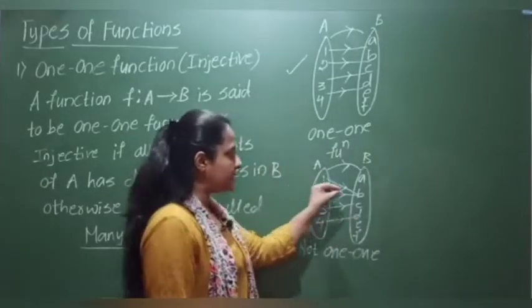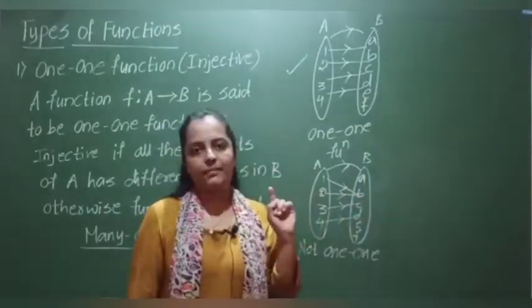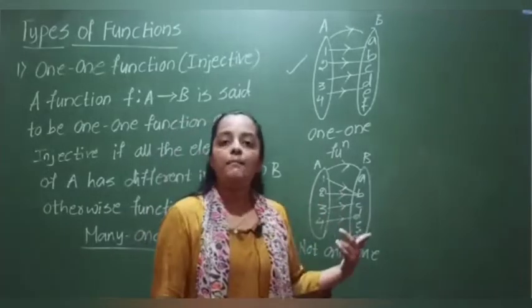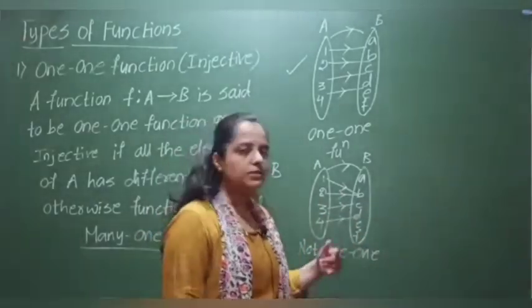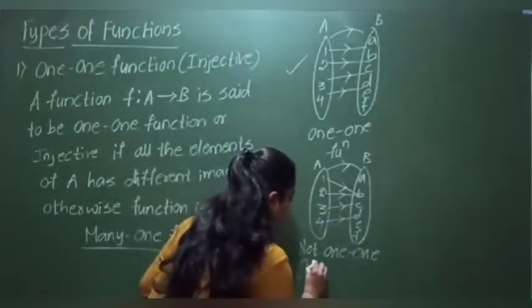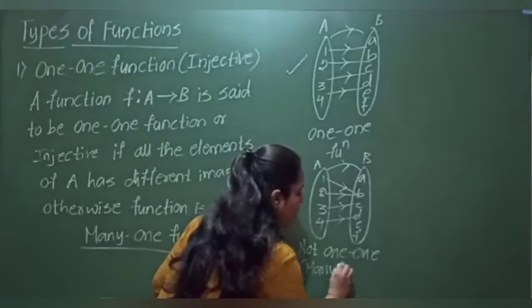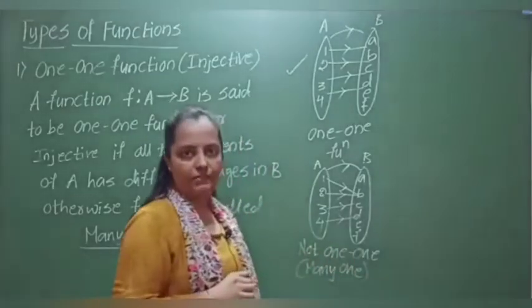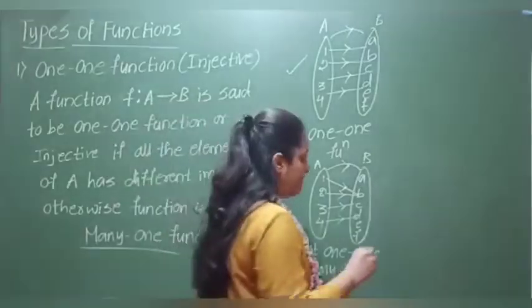So all the elements are connected to any one element. So at that time the function is called many-one, or you can say not one-one. So this is a many-one function. Not one-one means it is a many-one function.